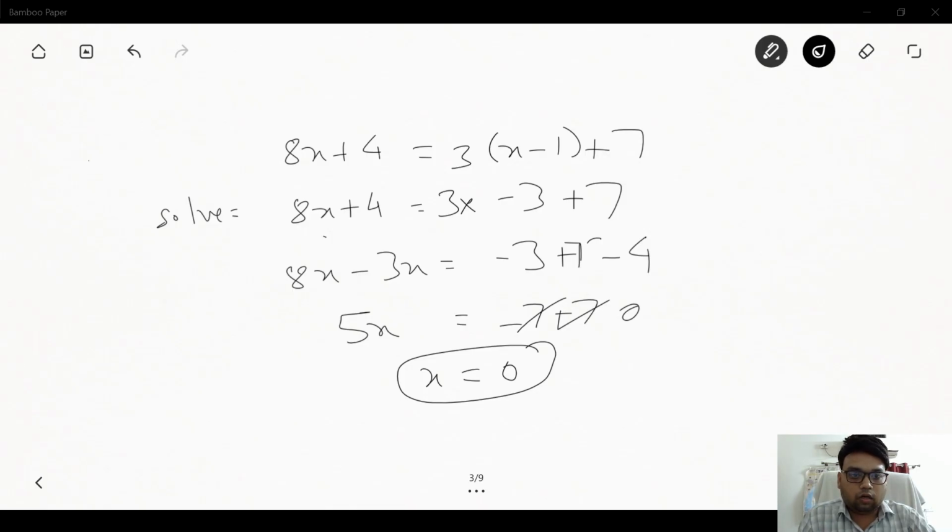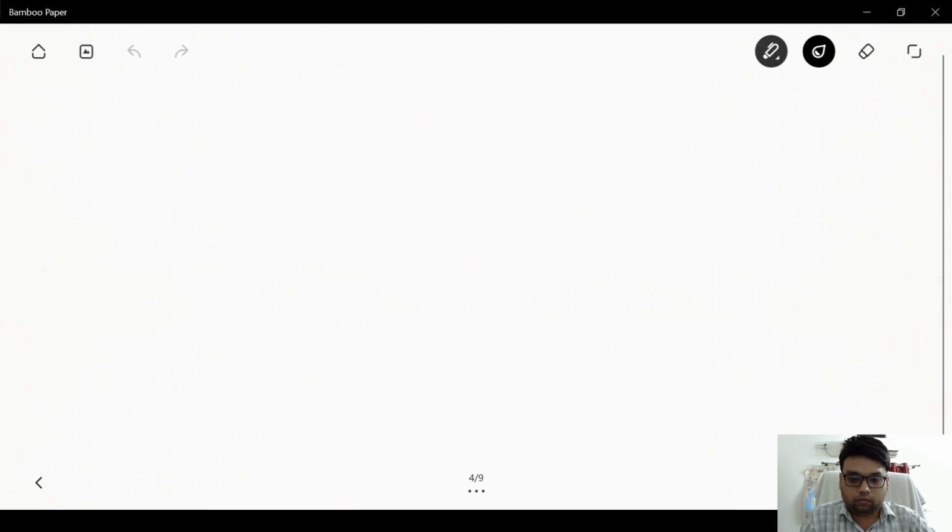Now here is another, more tricky question. Let us solve question number 9. 2y plus 5 by 3 is equal to 26 by 3 minus 1. Now we have to solve and get the answer.